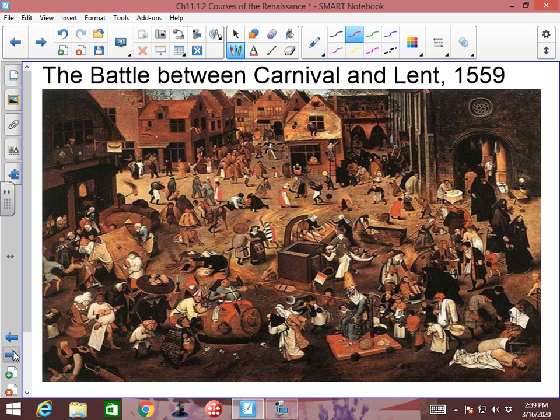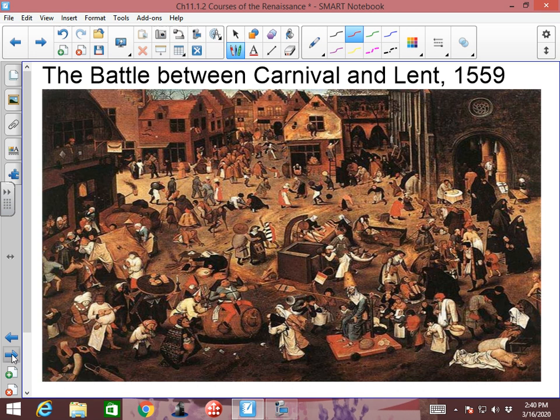So this is Carnival right here. This man has got a stick through a pig, riding a beer barrel while eating a pork pie. And then you have Lent. Here's a priest who's skinny with a beehive on his head. There's just so much stuff going on here. You have nuns coming out of the church. You have a play going on. So this is kind of like Mardi Gras gone berserk.